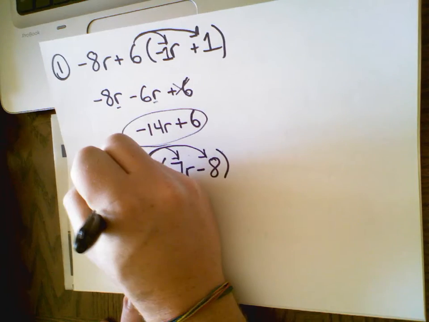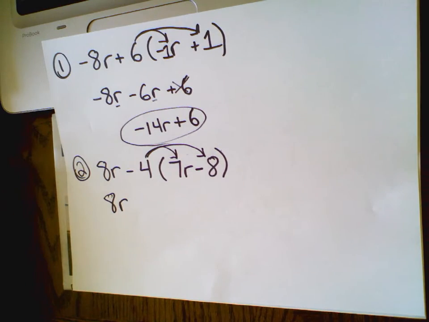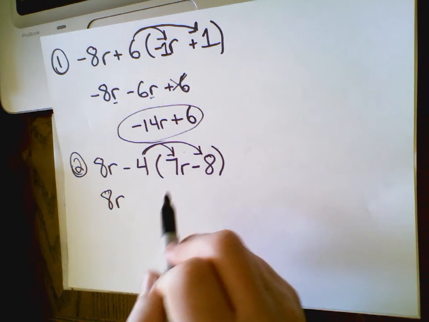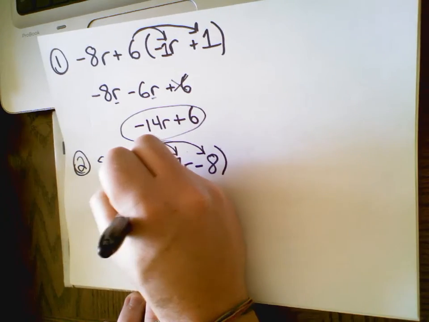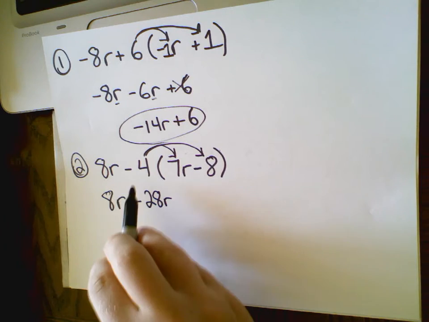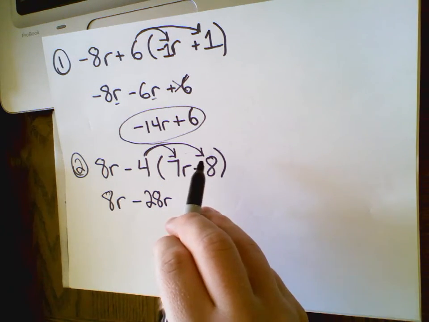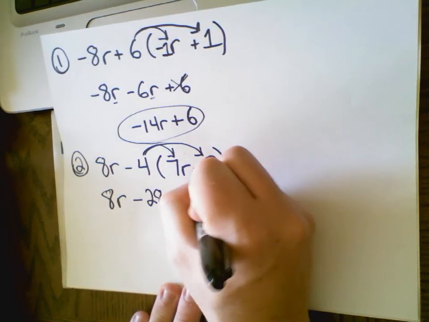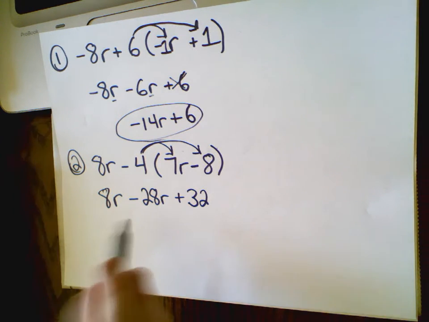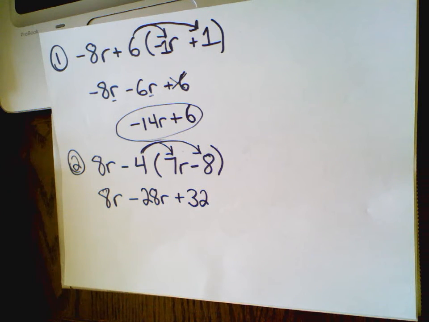Let's drop them down to the next level. 8R. Now I could distribute. -4 times 7R is a -28R. -4 times a -8 is a +32. Two negatives will always equal a positive. And one thing that we had a lot of trouble with this last week was just our positives and negatives.